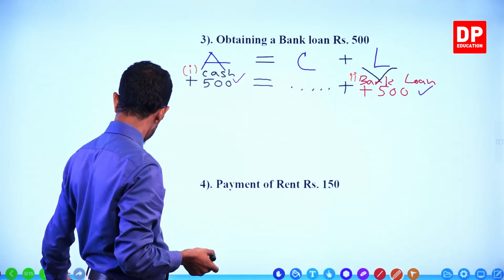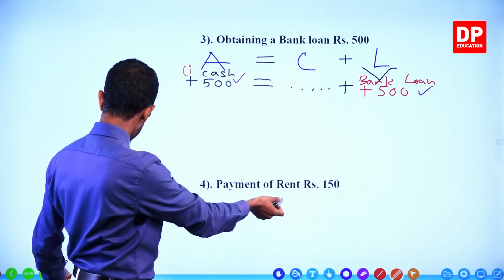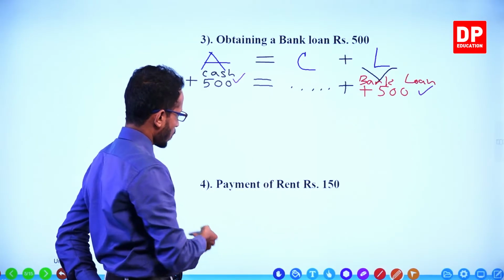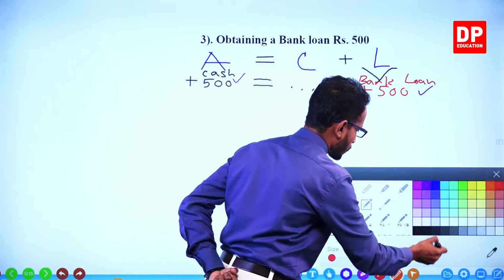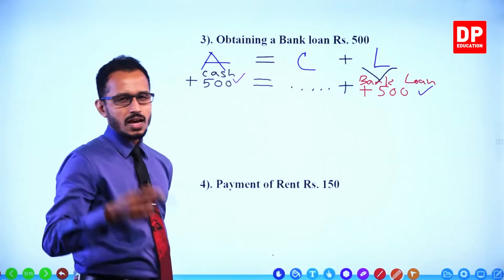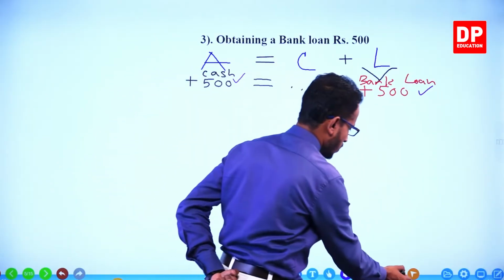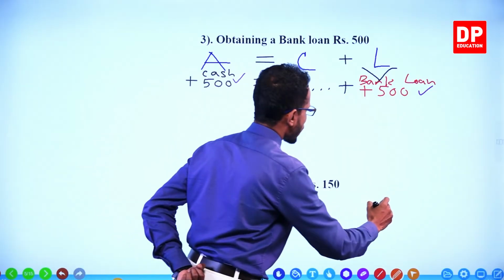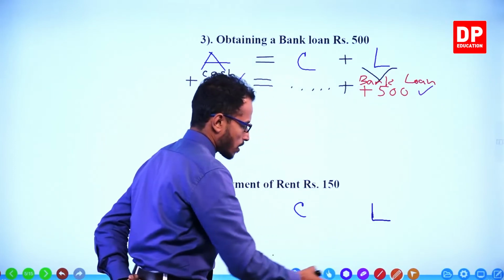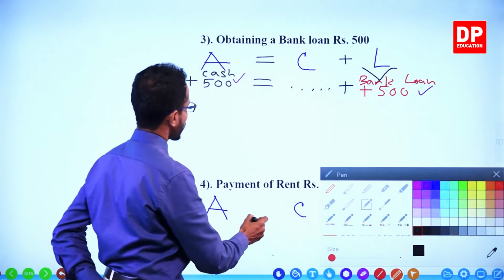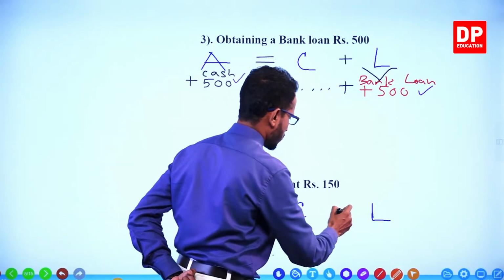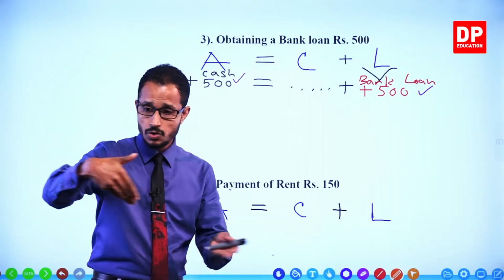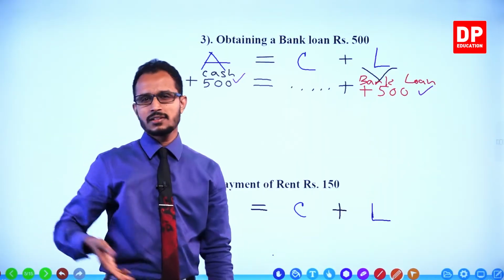Children, what is the next transaction here? Payment of rent. Now it's simple, right? Now that we have the understanding, we'll just finish it in seconds. Payment of rent, that means cash going out. We are paying cash for the building rent.